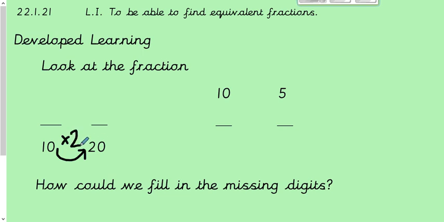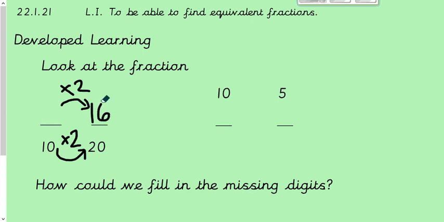It is 2. So if you know you times the bottom, the denominator by 2 to get 20, what are you going to times the top number by, the numerator? By 2. Because whatever you do to the bottom number, you need to do to the top. Now, we don't have a numerator, so therefore we can put in whatever numerator we want as long as it's less than 10. So I could put in 3, and then 3 times 2 is 6. And there we go. I could have put in 8. 8 times 2 is 16.